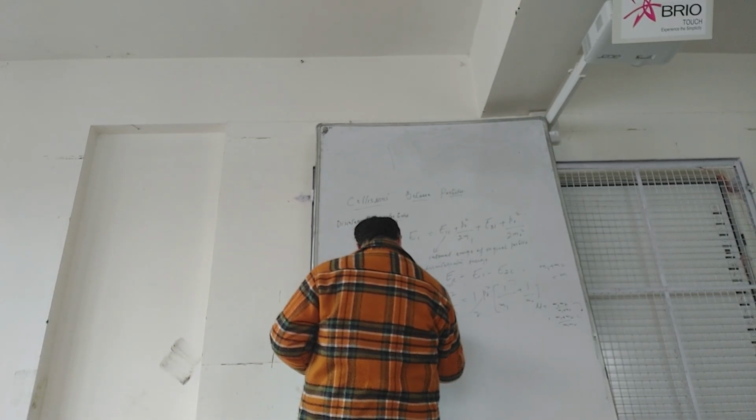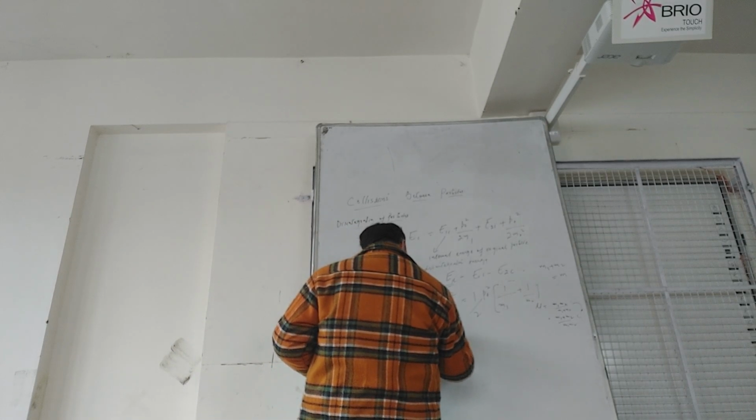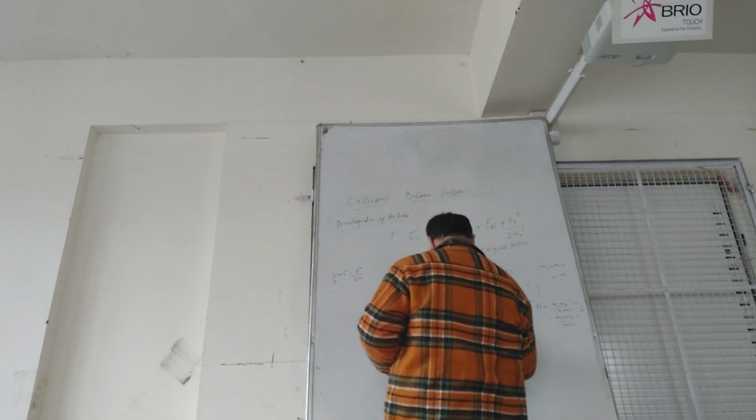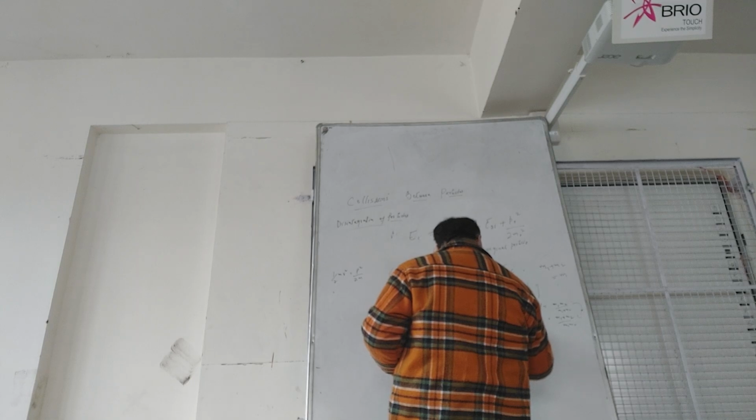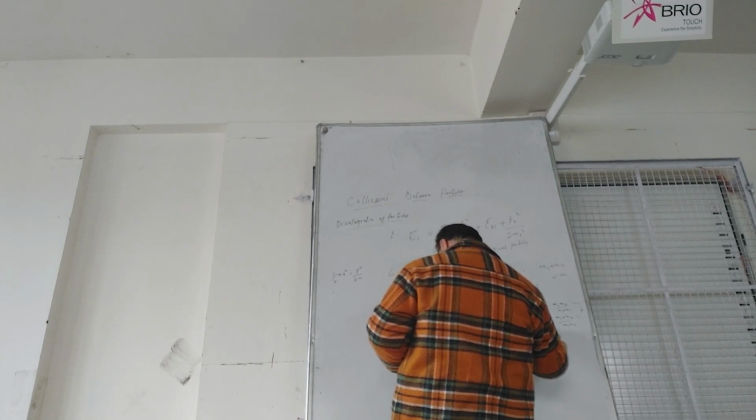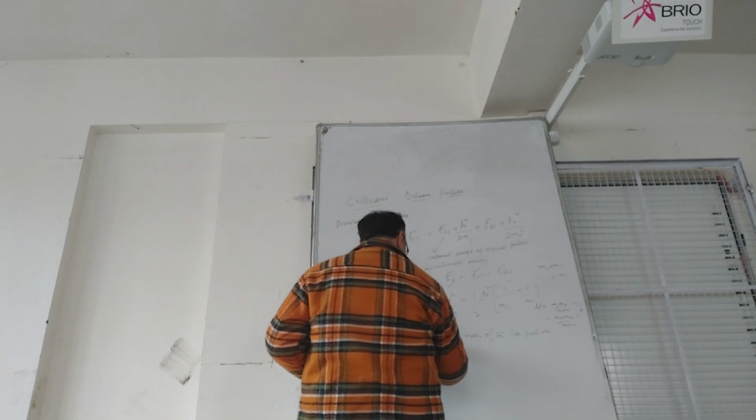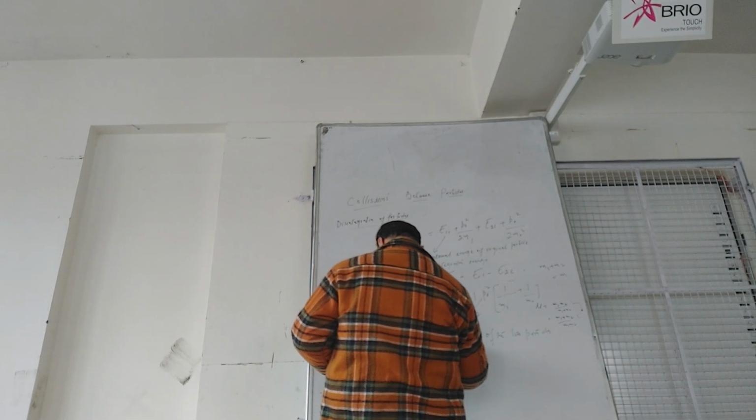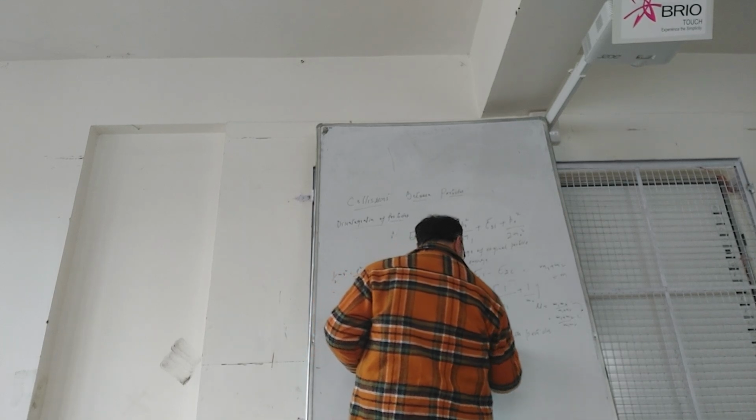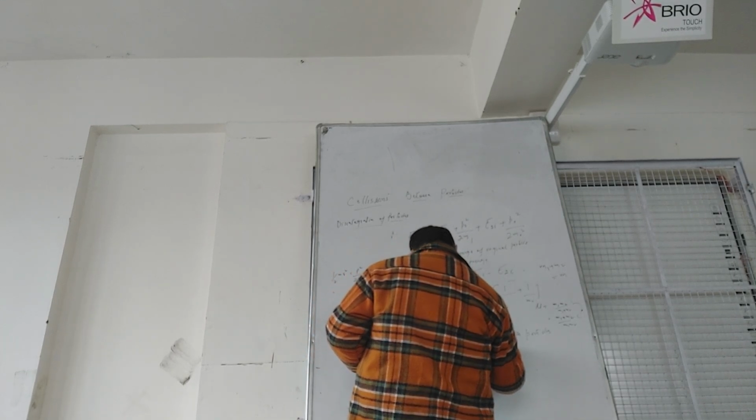So m is the reduced mass of the two particles. And velocity of one particle may be p naught by m1, and velocity of the second particle may be p naught by m2.